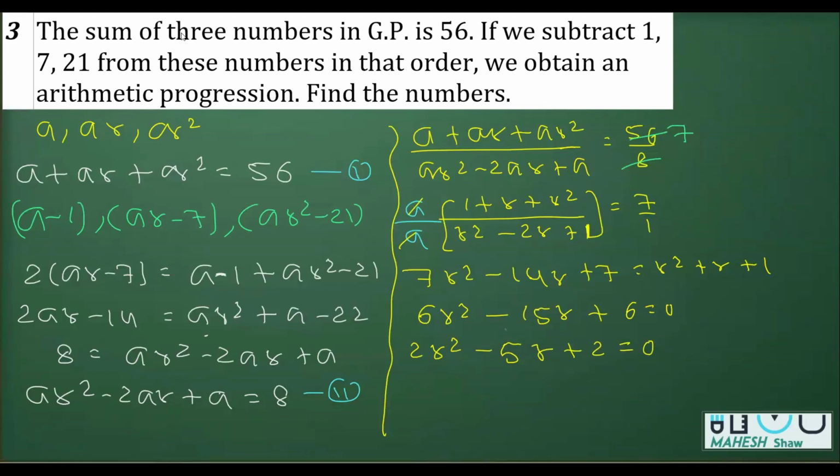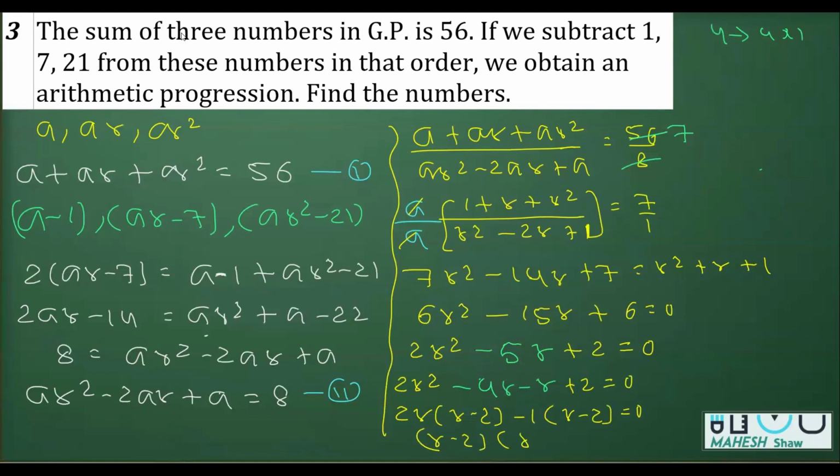Now I'll do middle term splitting. I'll split the middle term, 5, from the factors of 2 into 2 and 4, so 4 I can write as 4 into 1. So this is 2R square, and I'll split minus 5 as minus 4R and minus R plus 2 equals 0. Common between the first two terms is 2R, so it's R minus 2. Common between the last two terms is minus 1, so again it is R minus 2 equals 0. Finally, it is R minus 2 and 2R minus 1 equals 0.